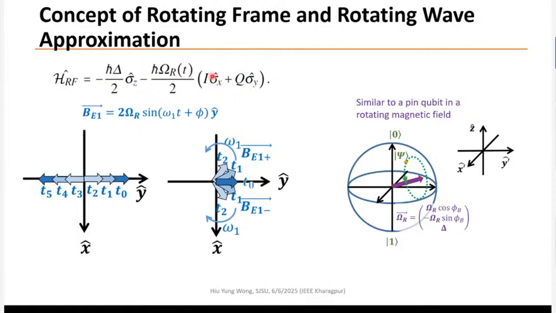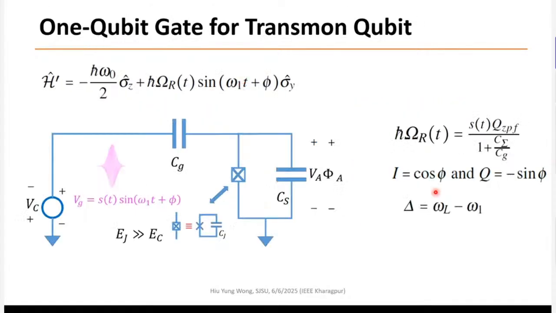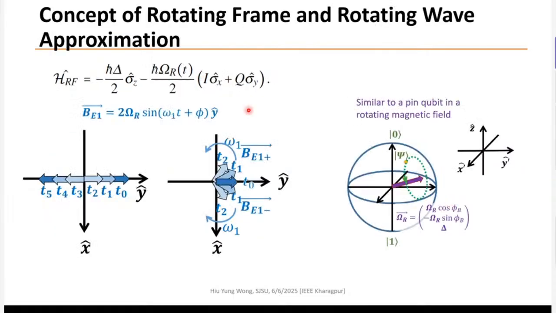But when we work in this rotating frame, it becomes even clearer what we are doing. The Hamiltonian becomes a constant I times sigma x, a constant Q times sigma y. And these are so-called in-phase and quadrature components. And what are they? They are cosine phi and sine phi. Again, I control how much it rotates about x and about y by changing the phase of my electrical signal. And that's how we achieve 1 qubit gates.